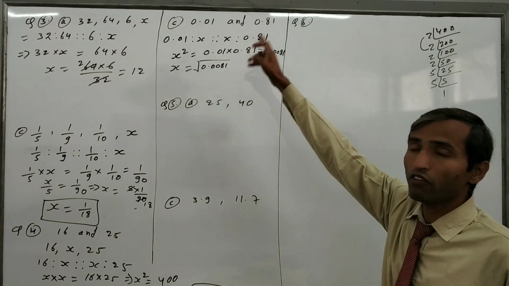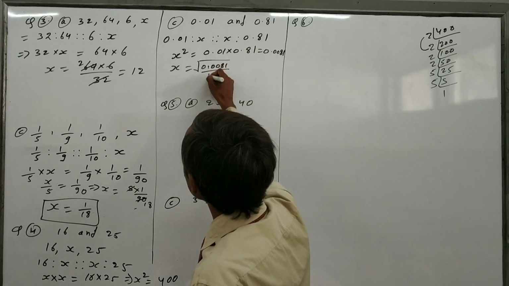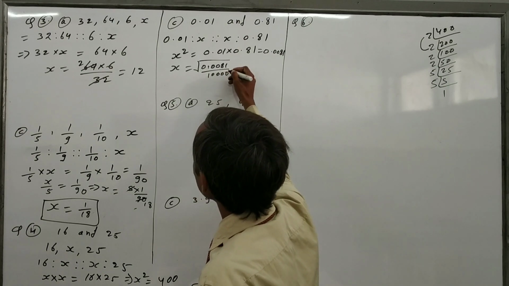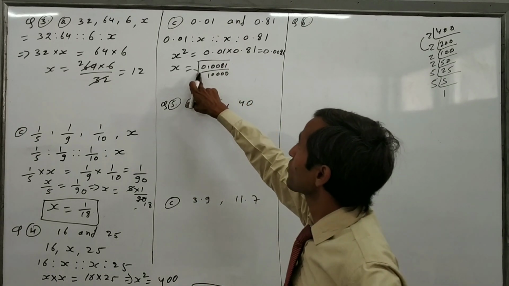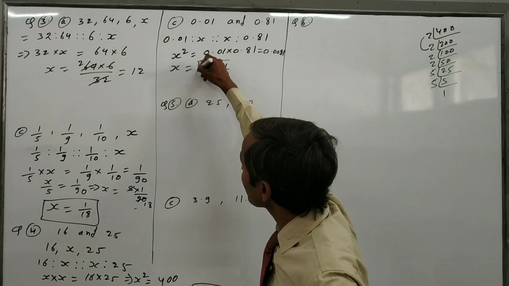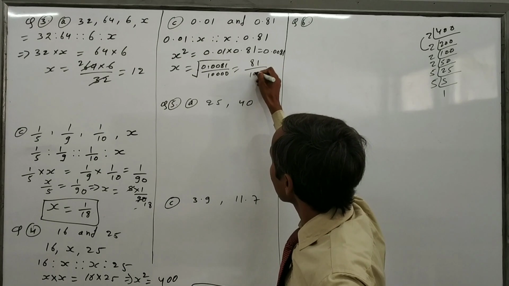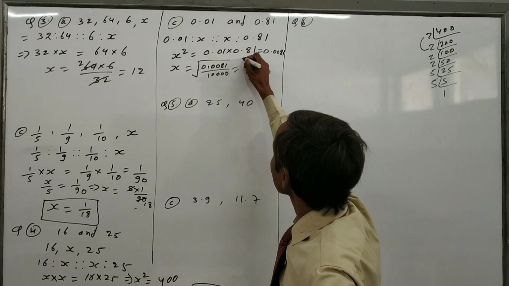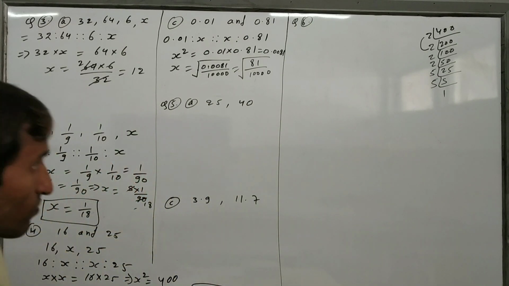So first of all, convert into a fraction. Just remove this point. Then it will come 10,000 here, because there are 4 digits after the point. So this whole will come in a square root. Okay. So 81 upon 10,000. So we will find the square root of the numerator and denominator separately.